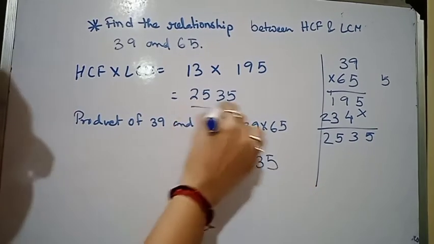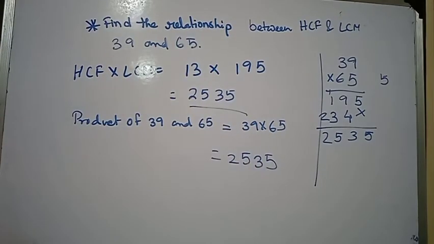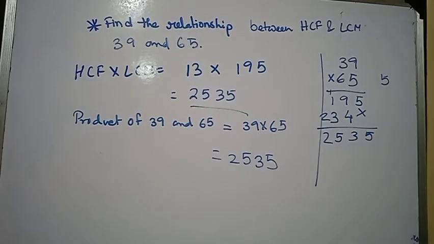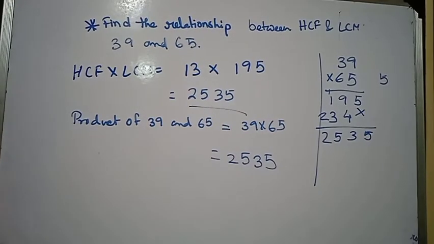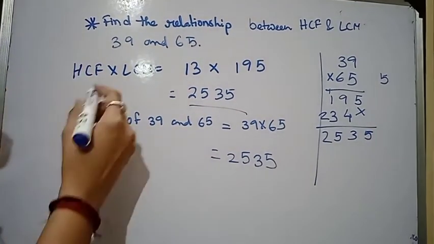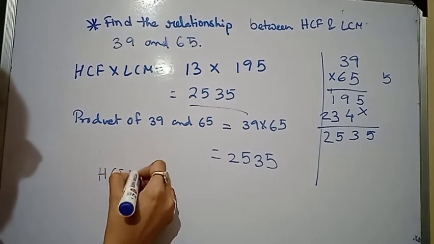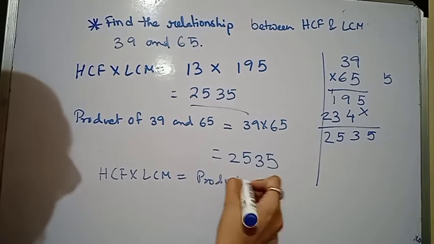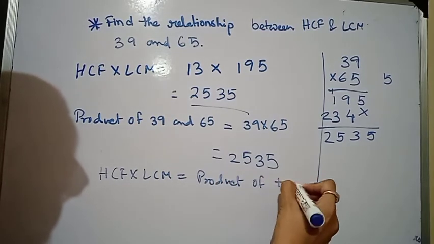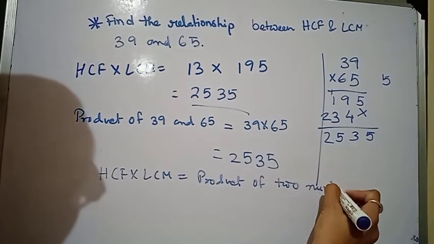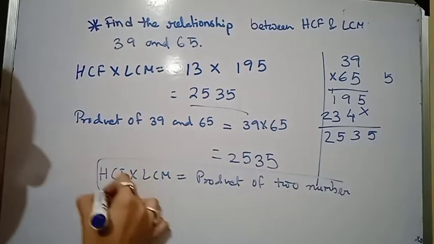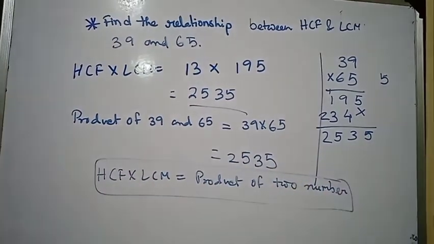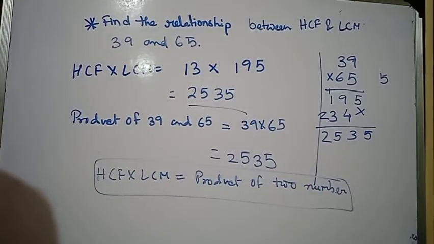So see, by multiplying HCF and LCM we got 2535, and by taking the product of these two numbers we also get 2535. So here we can write, that is HCF into LCM is the product of two numbers. This is the relation between HCF and LCM, and this is true for all numbers.